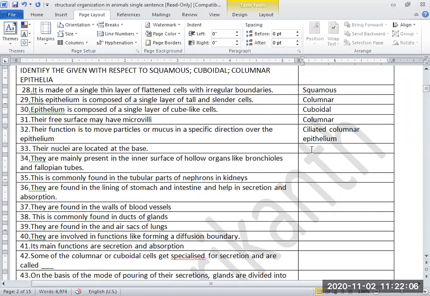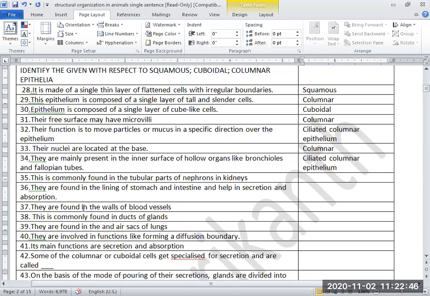Squamous, cuboidal, columnar. We have three options. Columnar epithelium. Okay, they are mainly present in the inner surface of hollow organs like bronchioles and fallopian tubes. Example-based questions get started here. Ciliated columnar epithelium. Okay, very good.